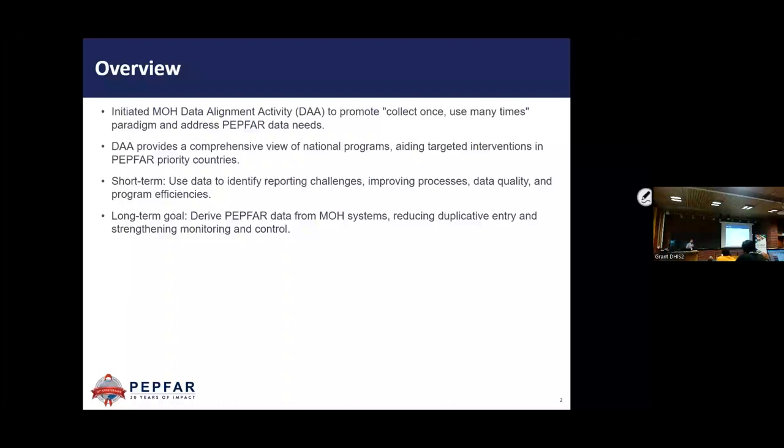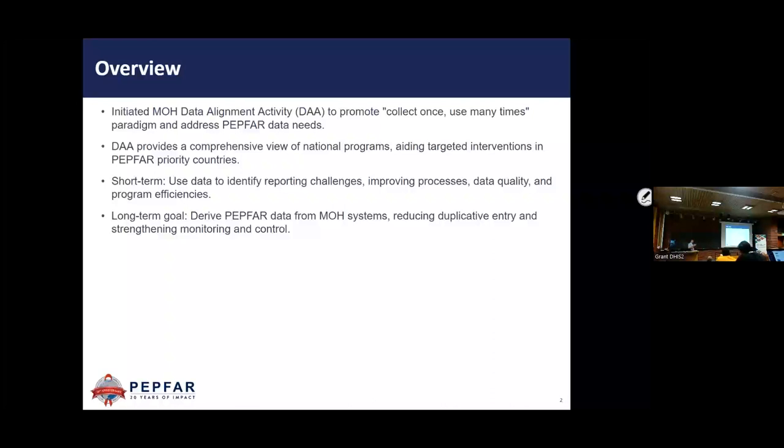And there's a lot of duplication of the data reporting. We don't want to ask people to report the same data many, many times. So we have this collect once, use many times paradigm that we're trying to push forward. And the DAA is really a view of national programs trying to figure out what's happening within each of these countries. PEPFAR supports over 70 countries.